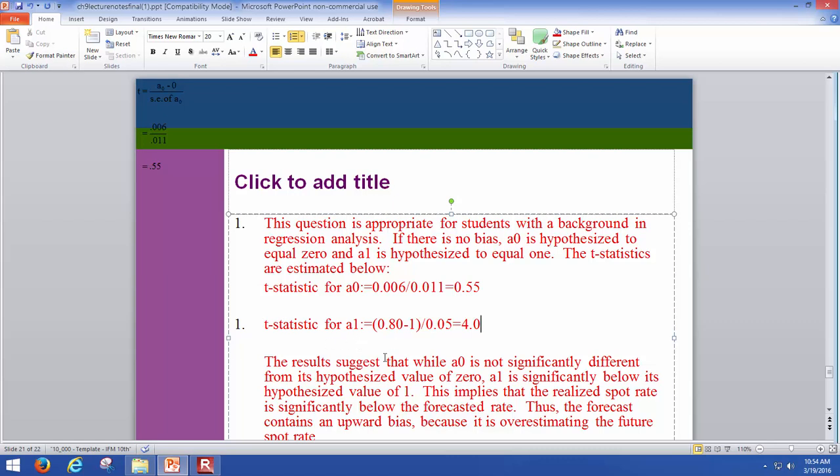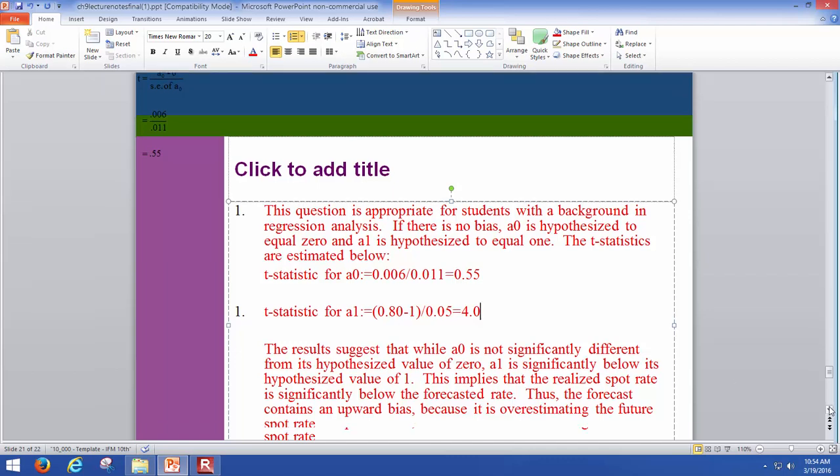Now the t-statistic for A1, what we are trying to do here is: is A1 significantly different from 1? The number we get is 0.4, and clearly 4 is a very large number, which tells you that A1 is clearly significantly different from 1.